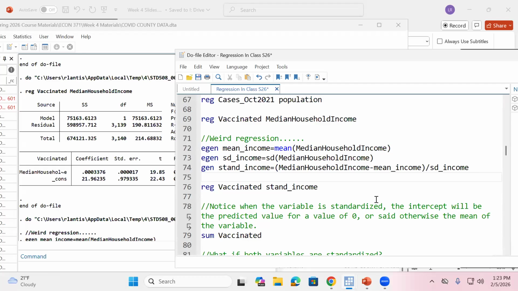So what my coefficient is now telling me is if I'm looking at the mean income value, this is the expected value of vaccinated. So what this should tell me is essentially when I have an income of the mean, what is the percent of the county that's vaccinated? Or what is the mean y value?